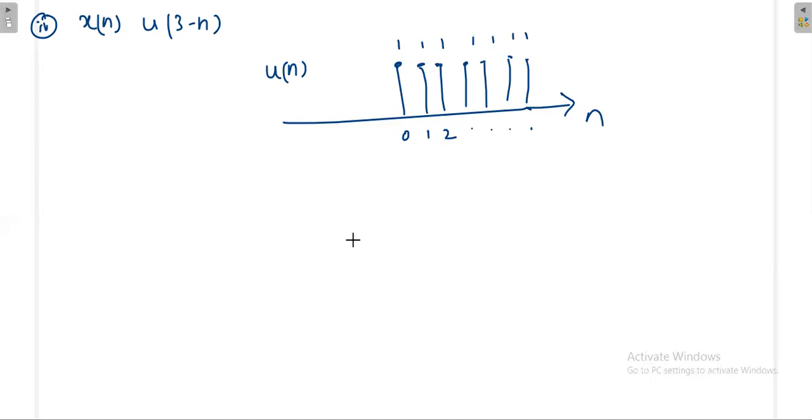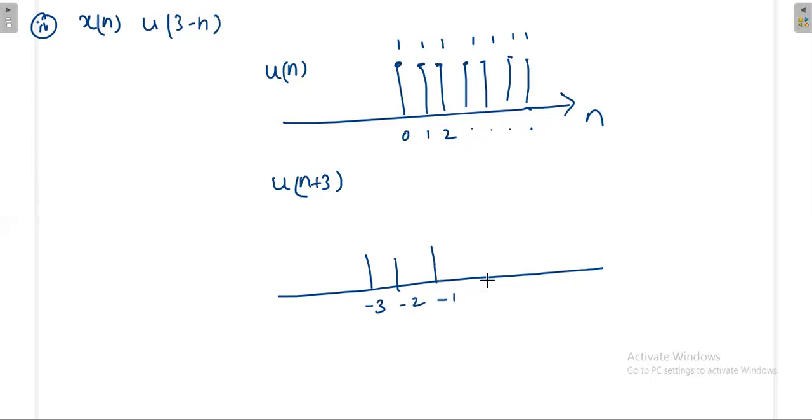So u of minus n plus 3 means, first you can calculate u of n plus 3. Then once you calculate u of n plus 3, what is the shift? n is equal to minus 3, so it will be shifted towards the left side. Then your diagram will start here, at minus 3, and then minus 1, 0, 1, 2, 3, like that it continues. So this is u of n plus 3.